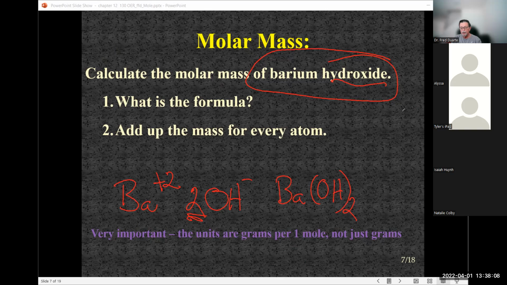Now we do a grocery list of all the atoms. And so we got barium here, okay? Very quickly, 137.33 grams per mole. That is the atomic weight of barium. Where did I get this number? Straight from the periodic table. Use our periodic table, okay? Because it has the correct sig figs.